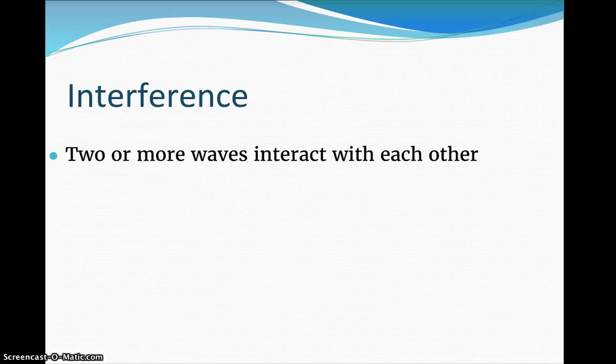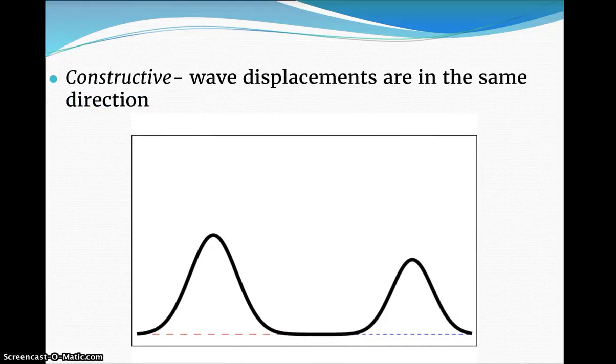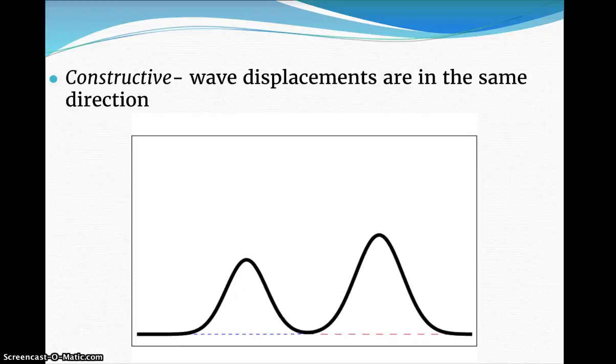Interference occurs when two or more waves interact with each other. We have two types that we'll discuss. The first one is constructive. So this happens when wave displacements are in the same direction.